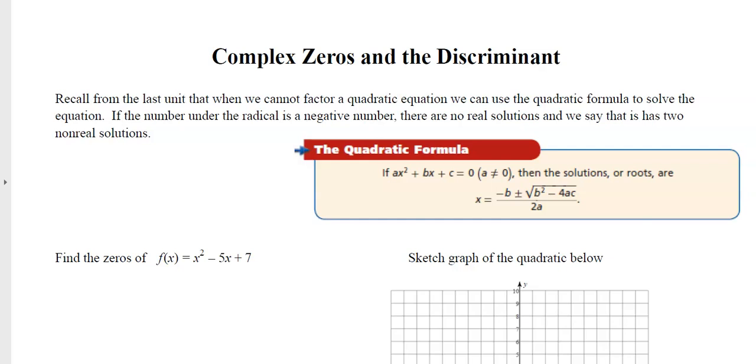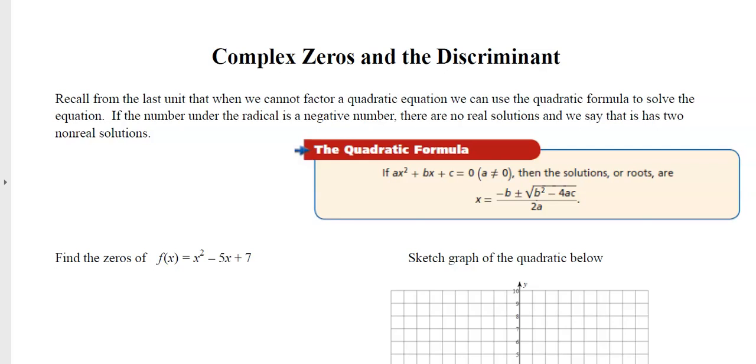All right, complex zeros and the discriminant. So recall from the last unit, normally we try to factor a quadratic equation, and that's how we'd solve it. We could also complete the square. We could graph it if we just wanted to estimate. But when you cannot factor it, there's nothing else left to do.